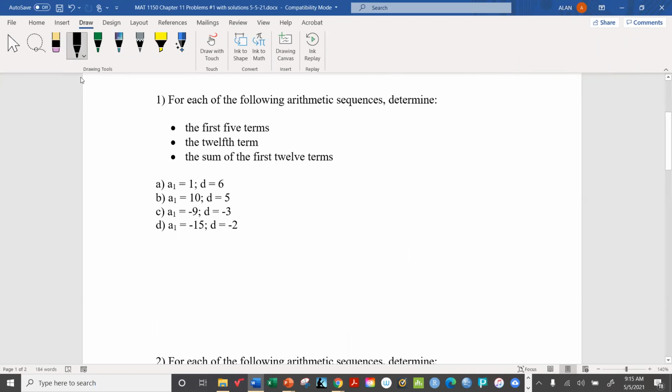All right, so for the first one, part A, we're told the starting term is 1, and there's a common difference of 6. So therefore, the next term is 7, 13, 19, 25, and finally 31. Wait a minute, is that 5? 1, 2, 3. Oh yeah, it's already done, 5. So it just keeps going.